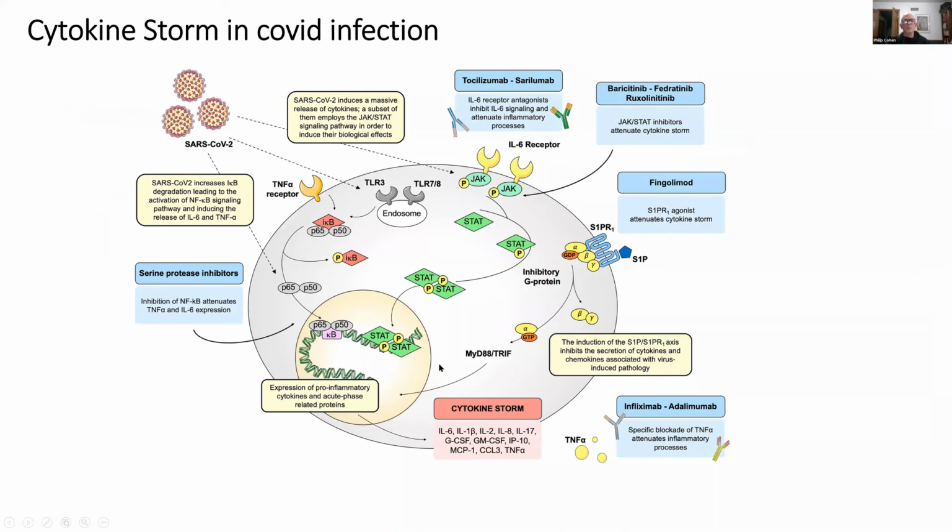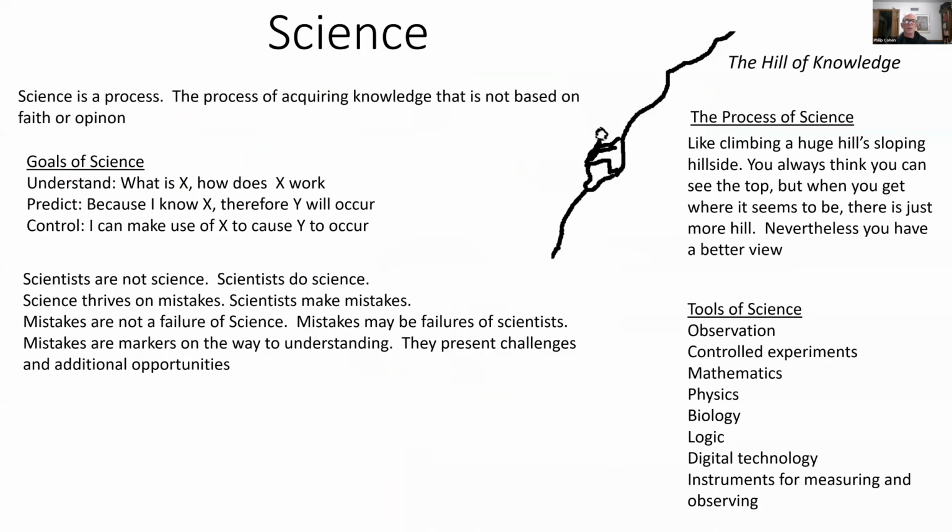And this is a cartoon of what's called a cytokine storm, meaning inflammation is going on and it's not being inhibited. And all of these blue rectangles are drugs that have been proposed as ways to diminish the immune response. There's been variable success in this. And this is just a slide of my definition of science that isn't really part of the presentation. So I'm done.